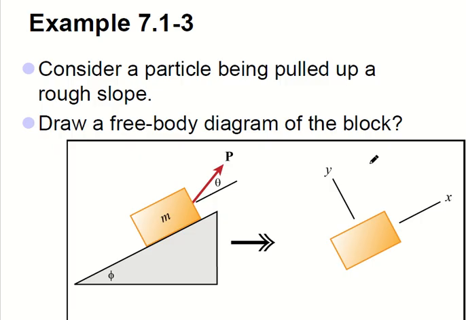Then we get into 7.1-3. So here you have to think about a particle being pulled up a rough slope. So you have a rough slope right here and you draw a free body diagram of the block. So the question is giving you that, and you have to draw a free body diagram. A free body diagram and a regular diagram are different. This is not a free body diagram because it doesn't have the axis. They have to bring a different axis in there for you to be able to draw the free body diagram.